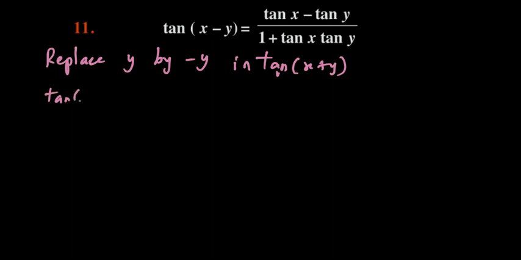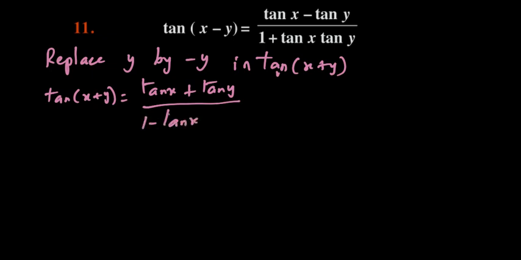First we take tan of x plus y, which becomes tan x plus tan y. The same sign should come here, divided by, with the opposite sign in the denominator, 1 minus tan x tan y. So this is the tan of x plus y function. Let me replace y with minus y.